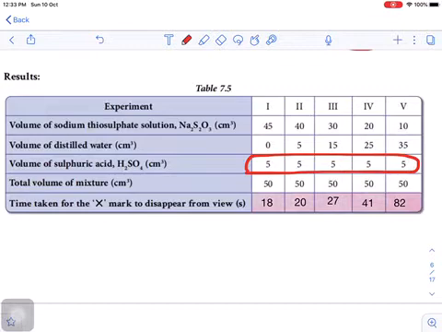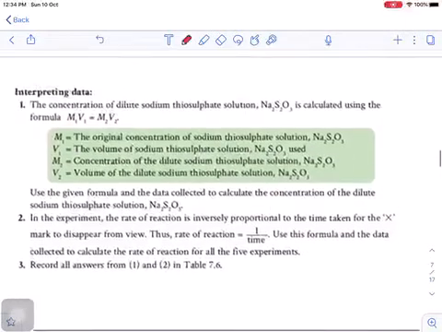Okay, but the volume of distilled water increases as the volume of sodium thiosulfate decreases. And this one is data that I give to you, so we can plot a graph. Okay, so this one is the time taken for the X mark to disappear from view, in seconds. Okay, next, interpreting data.